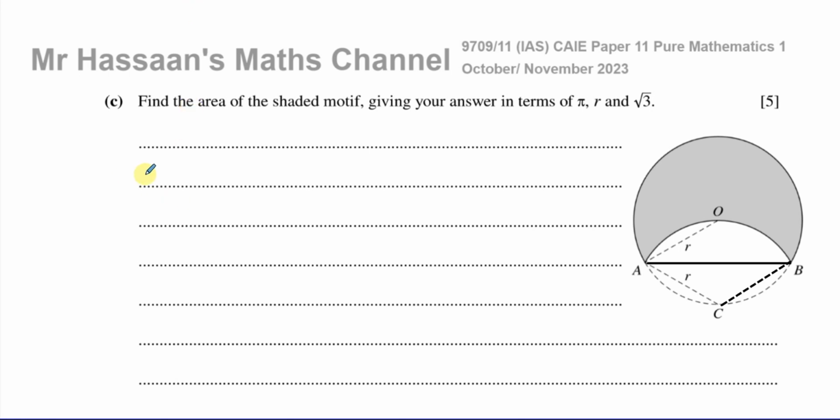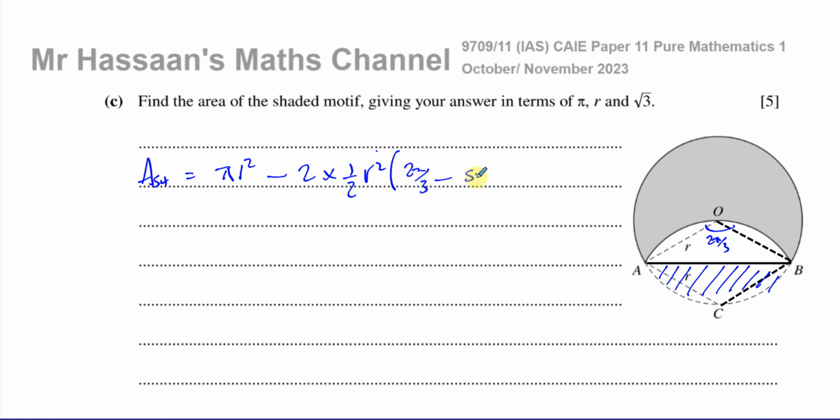So the shaded area is going to be the area of the whole circle, which is pi r squared, minus the area of one of these segments. Let's say we find the area of this segment, and we multiply it by 2. We know this angle was 2 pi over 3. So we're going to have 2 times a half times r squared times the angle, which is 2 pi over 3 minus the sine of the angle, 2 pi over 3.